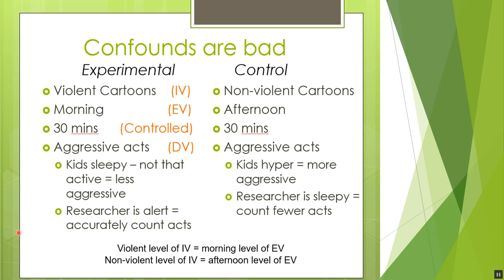And I discussed how there could have been some reasons why the time of day could have affected the dependent variable. For example, in the morning, the kids are sleepy and not that active, and so they're going to be less aggressive. Or in the afternoon, the kids are hyper, they had some sugar for lunch, and they're going to be more aggressive. So just to review that before we go on, so you have that idea in your mind of this simple experiment of an experimental and a control condition.